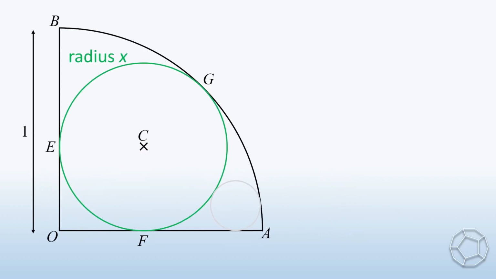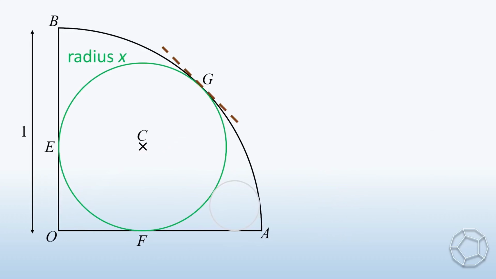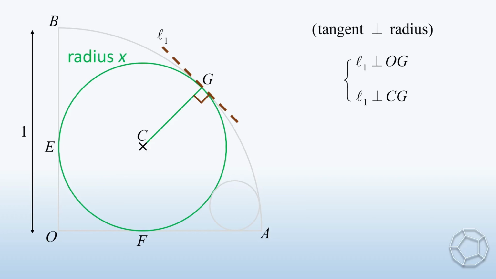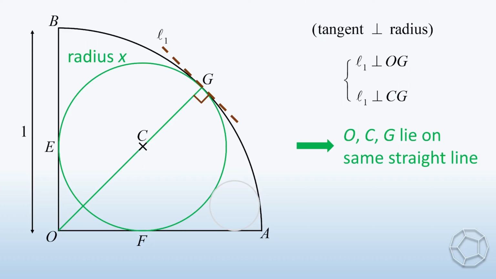The key point is the common tangent at G. Let's call it L1. By tangent perpendicular to radius, L1 is perpendicular to both the radius of the quarter OG and the radius of the green circle CG. So the 3 points O, C, G lie on the same straight line. The result is important to work out the lengths of the sides.